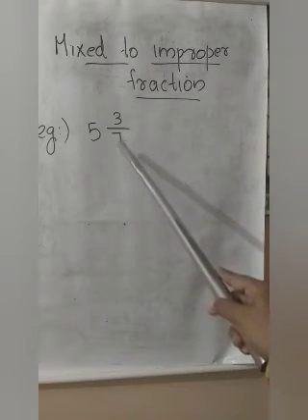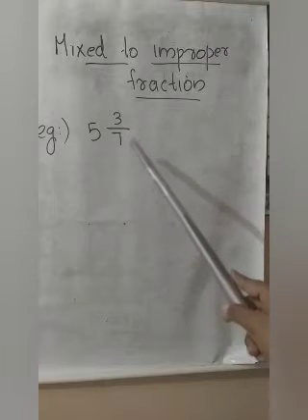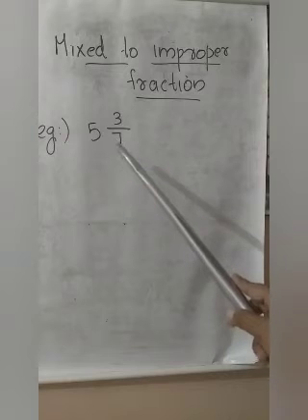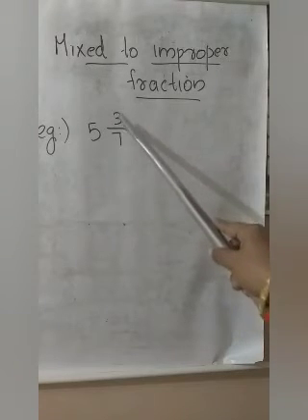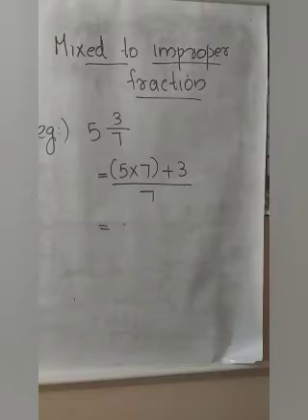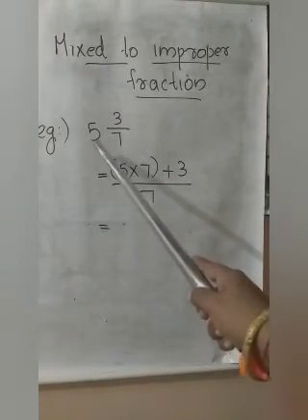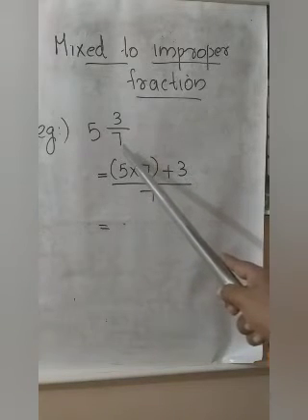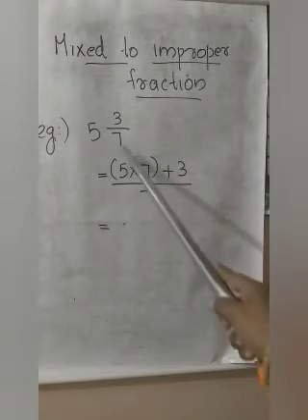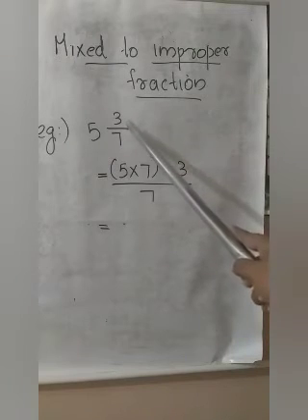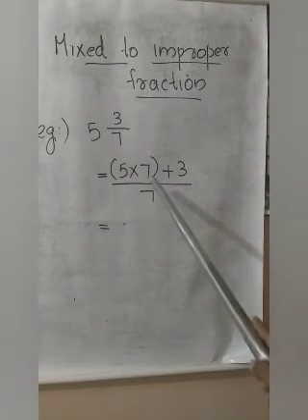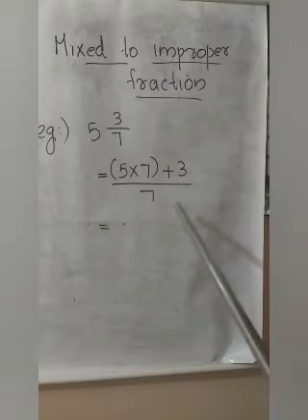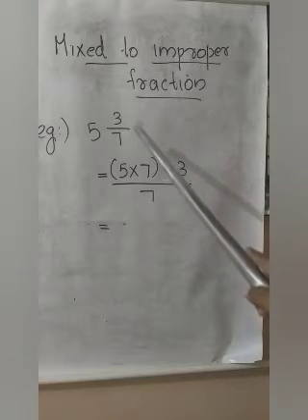What is the denominator here? 7. So first we are finding the product of 5 into 7. Then we are adding that with the numerator of the fraction part. So what we did here first? First we multiplied 5 into 7, that is the whole number part with the denominator of the fraction part. Then with that product we are adding the numerator of the fraction part. So what is 5 into 7? 35 plus 3. Denominator will be the denominator of the fraction part itself.